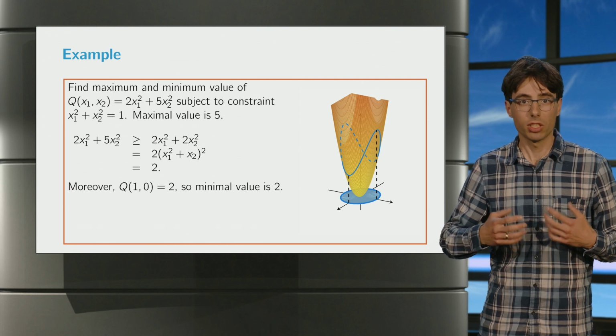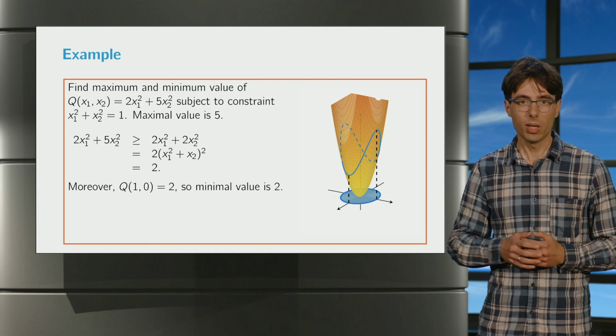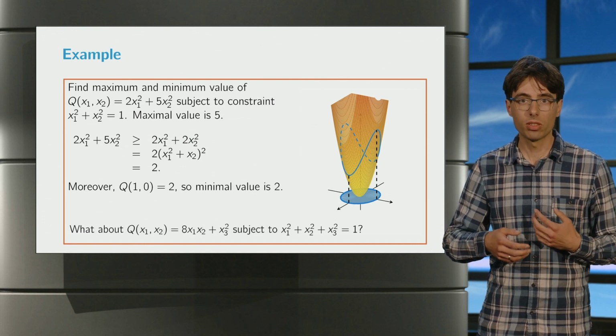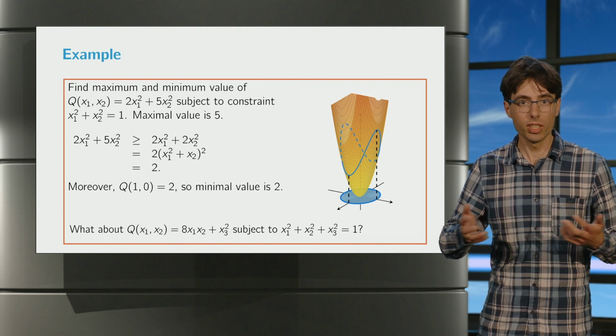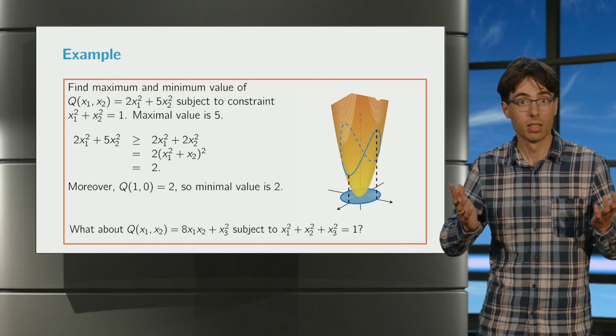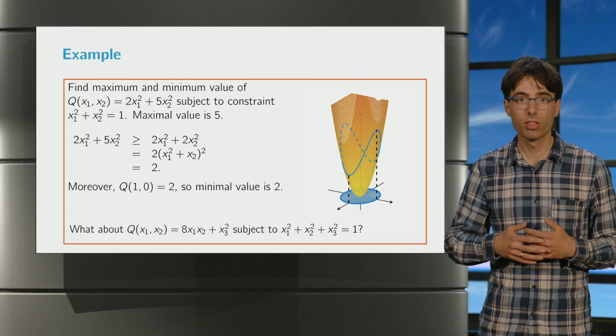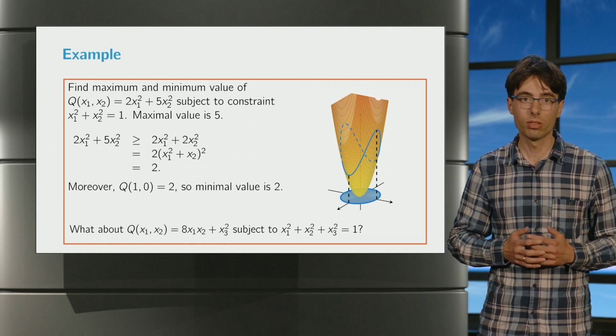However, here we were just lucky that we can easily bound the quadratic form. What could we do, for example, when we want to optimize the quadratic form 8x1x2 plus x3 squared, subject to the constraint that the norm of the input vector should be 1? This problem cannot be solved using simple estimates only, so we need a more powerful tool here.